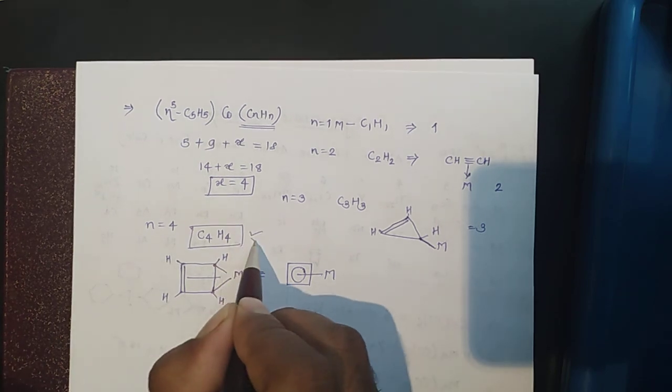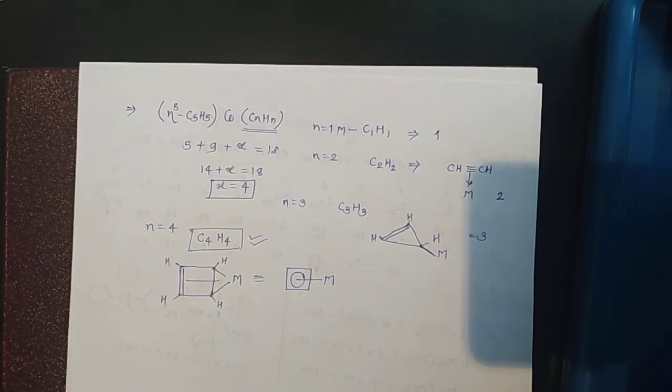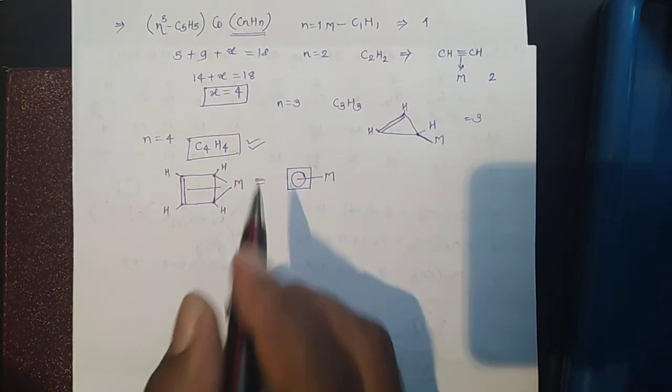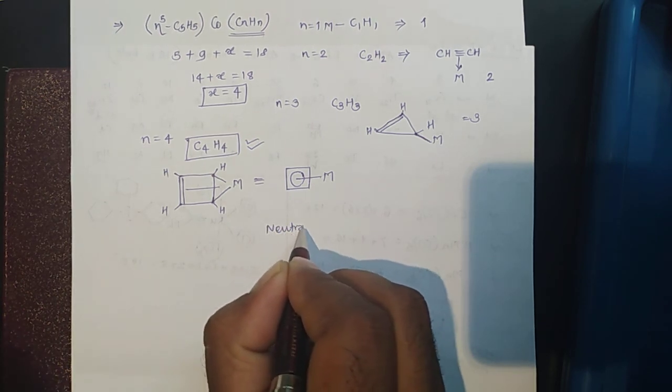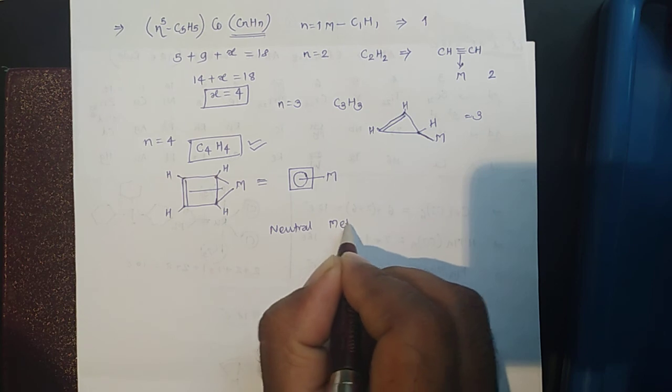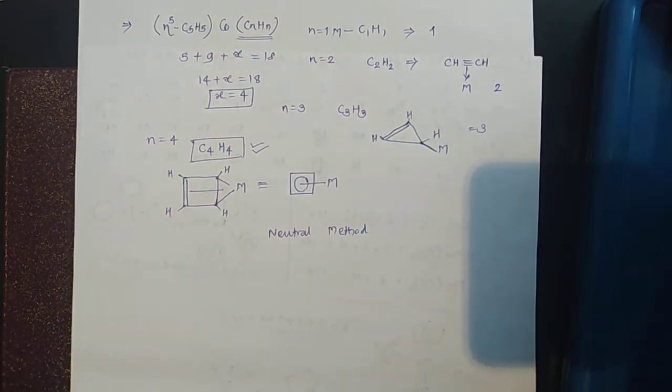So the formula or structure for this CnHn is C4H4. I think this is very interesting, to calculate effective atomic number using this neutral ionic method. Try to solve many examples based on this, and then we will discuss the next one. Maybe we will discuss the hapticity of some organometallic complexes.